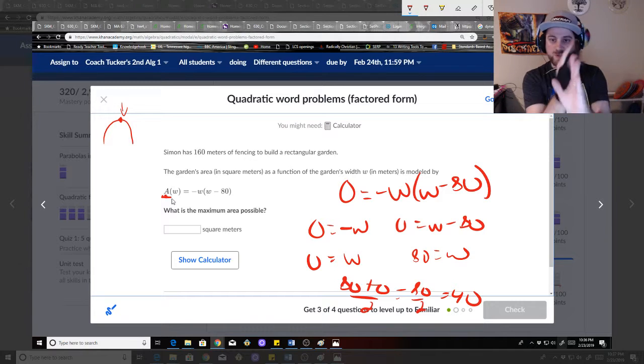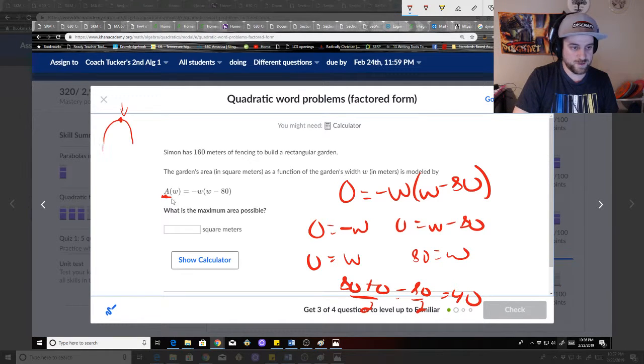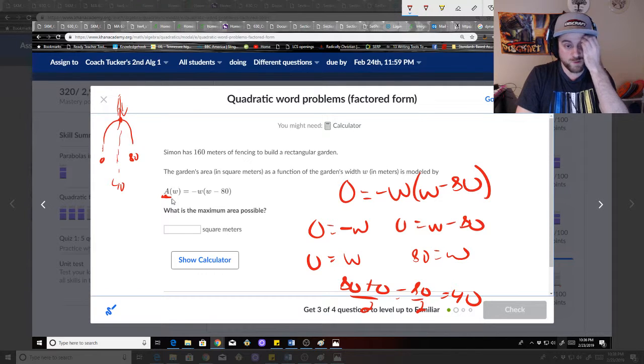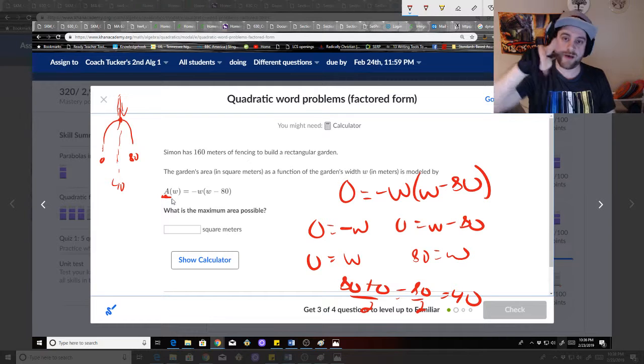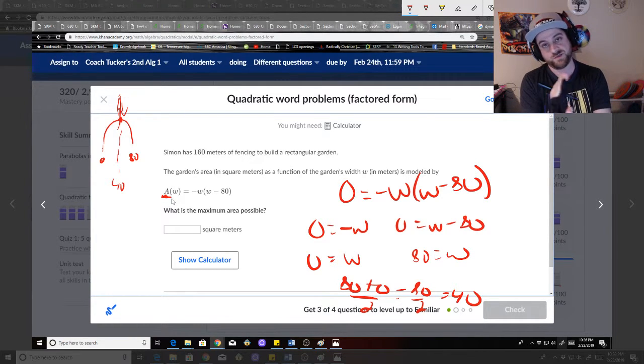40 is perfectly in between them, right? So if I'm looking at this graph over here, here's 0, there's 80, perfectly in between them. That was a terrible line right there, but right there is 40. So what do we do with 40? Plug it in. Find the y value. The y value determines your maximum and minimum. The 40 is just your x value for it.